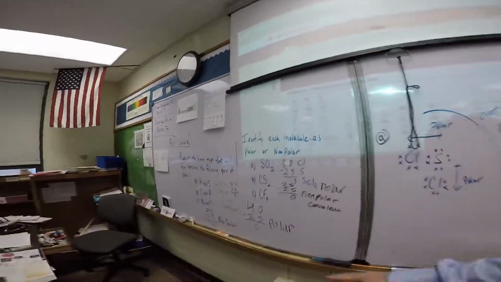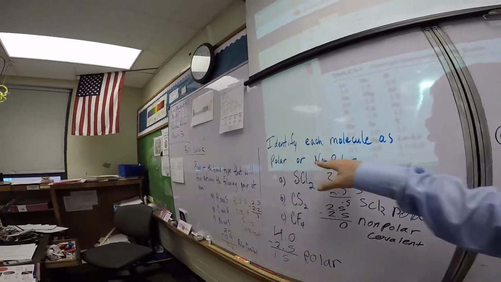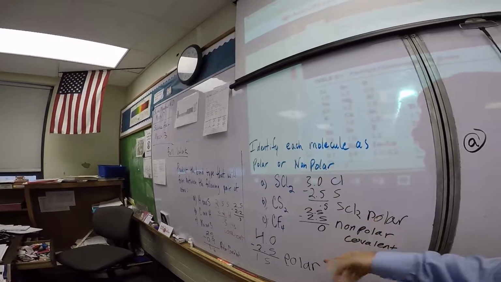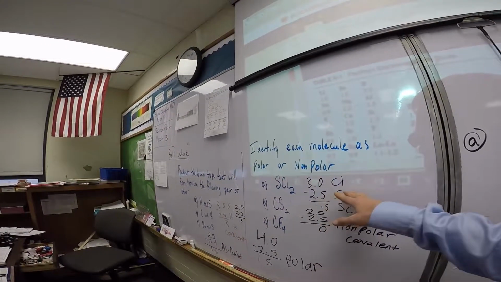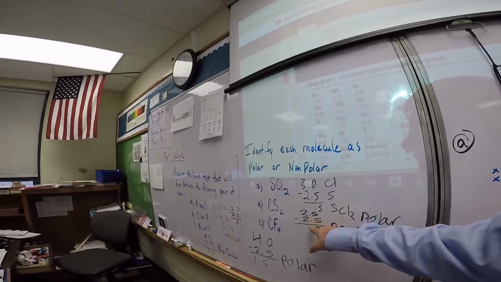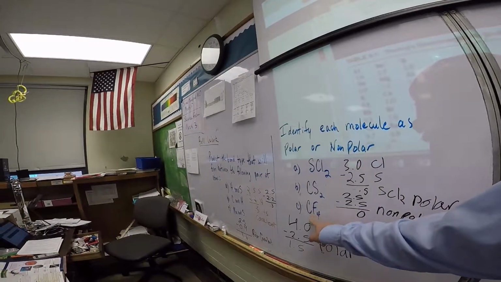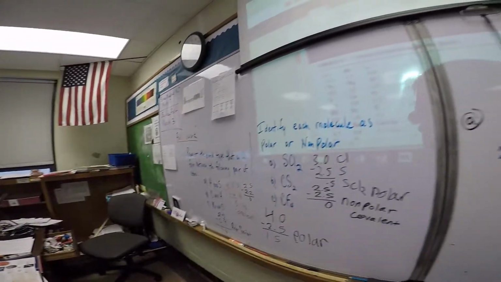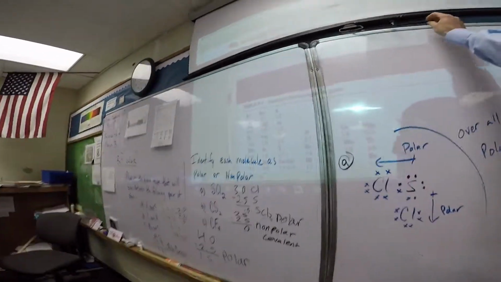This is a question that comes from the book. It says, identify each molecule as polar or non-polar. So the first thing you want to do is find out what the bonds are. That's what we did. We got chlorine minus sulfur, polar, sulfur minus carbon, non-polar, and then fluorine minus carbon, polar. That's important because it's going to help you determine what the actual molecule looks like.